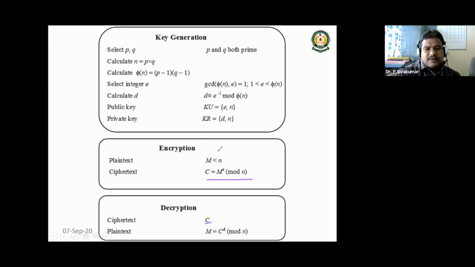So as per our assumption, in the encryption operation we use the public key, sorry, here you use the public key, and here you use the private key. So we provide confidentiality. Understood?